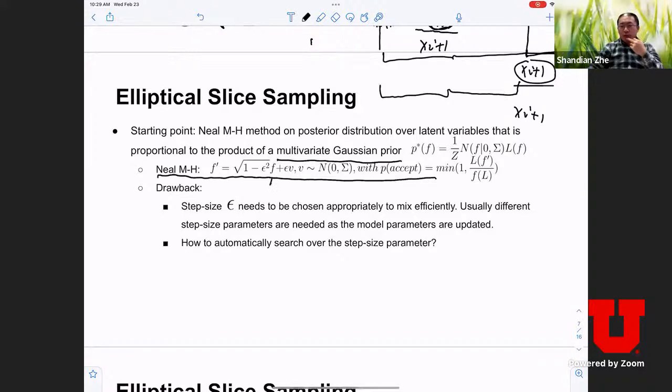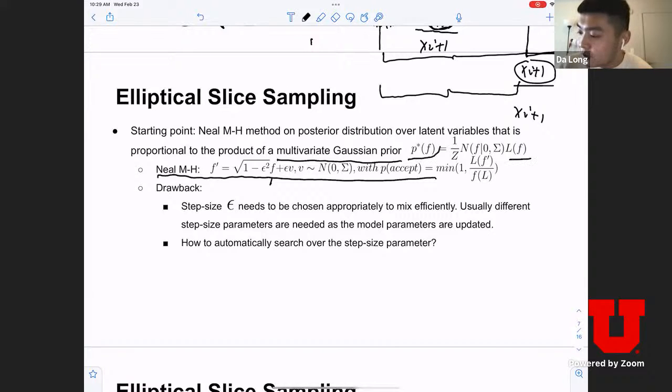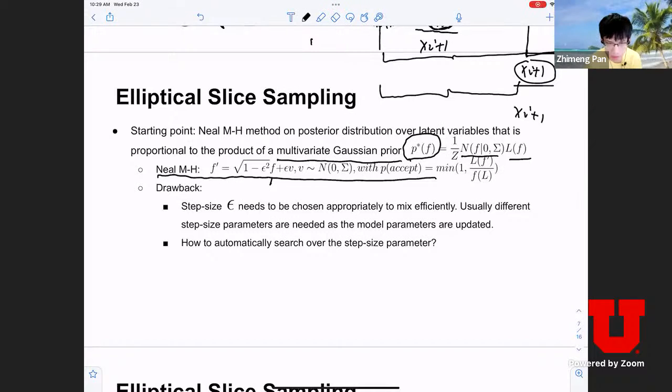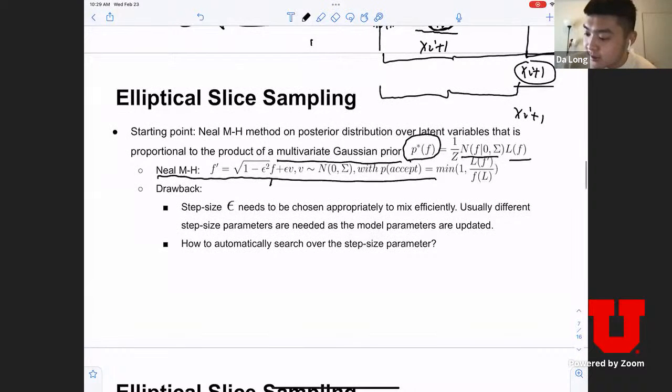L here is the likelihood function, and this is our target distribution that we want to sample from. So this is the prior and this is the likelihood function. Is f a function or some value? It's a vector, like a Gaussian process. Yeah, it's a vector, a Gaussian random variable. So the naive MH is like this.